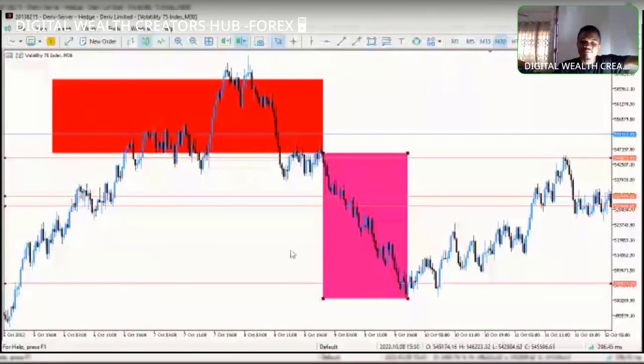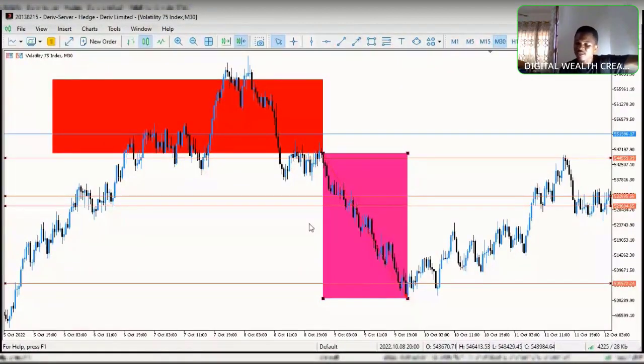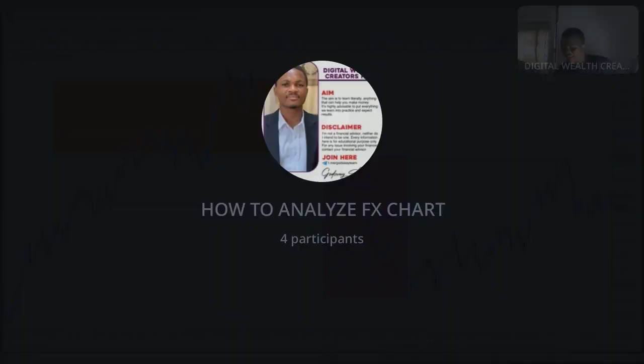Okay, so this is something I really want you to take note of. Now I think let me give you the next one. The next rule that you have to take note of: wait for candlestick confirmation on your entry time frame. This is our entry time frame, M5. So let me go back to it quickly.